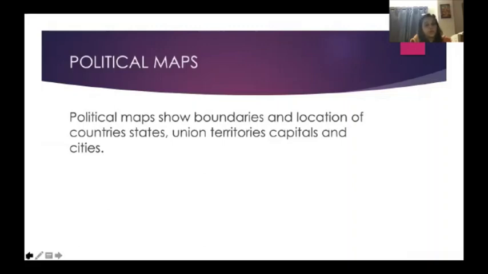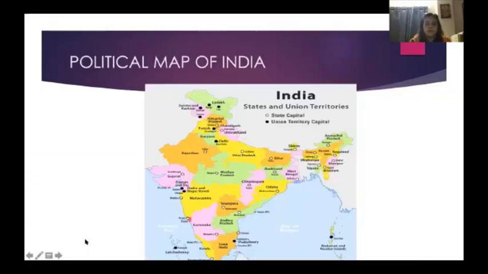Now, political maps. What are political maps? Political maps show boundaries and locations of the states and union territories, capitals, and the cities. Well, here you see the political map of India. Do you see here? Yes.